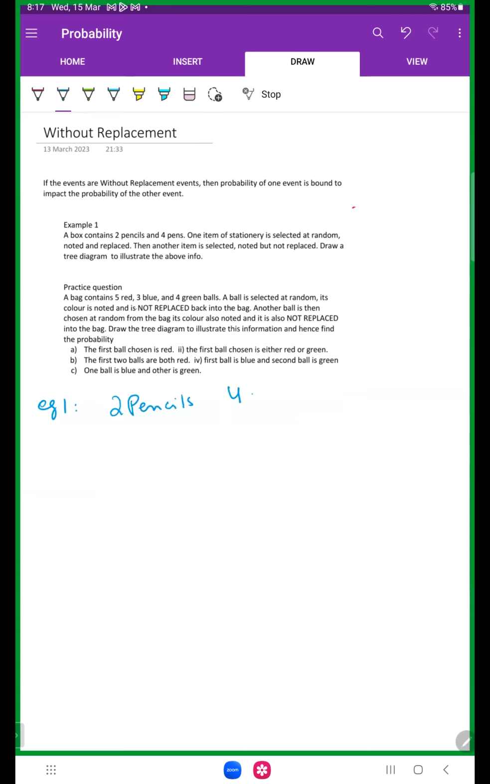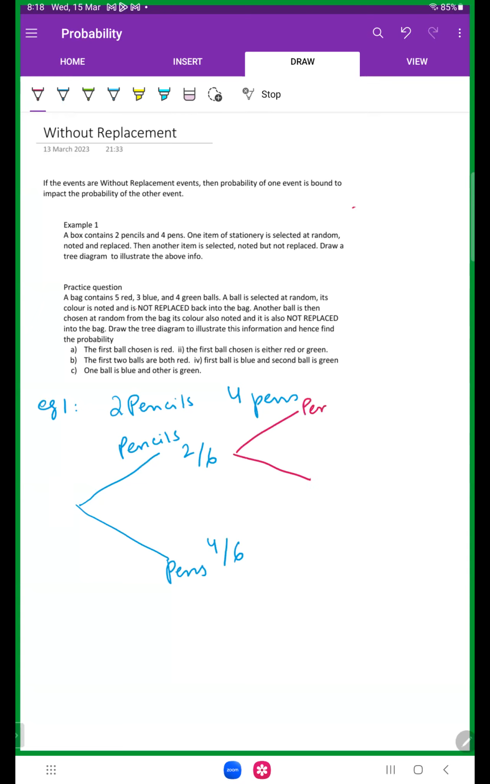So if I talk about example 1, which has 2 pencils and 4 pens, here are my pencils, here are my pens. So in the first event, it would be 2 upon 6 and 4 upon 6. Any problem till here? No. But in the second part, for pencils and pens, it will be 1 over 5 and 4 over 5. Yes or no?